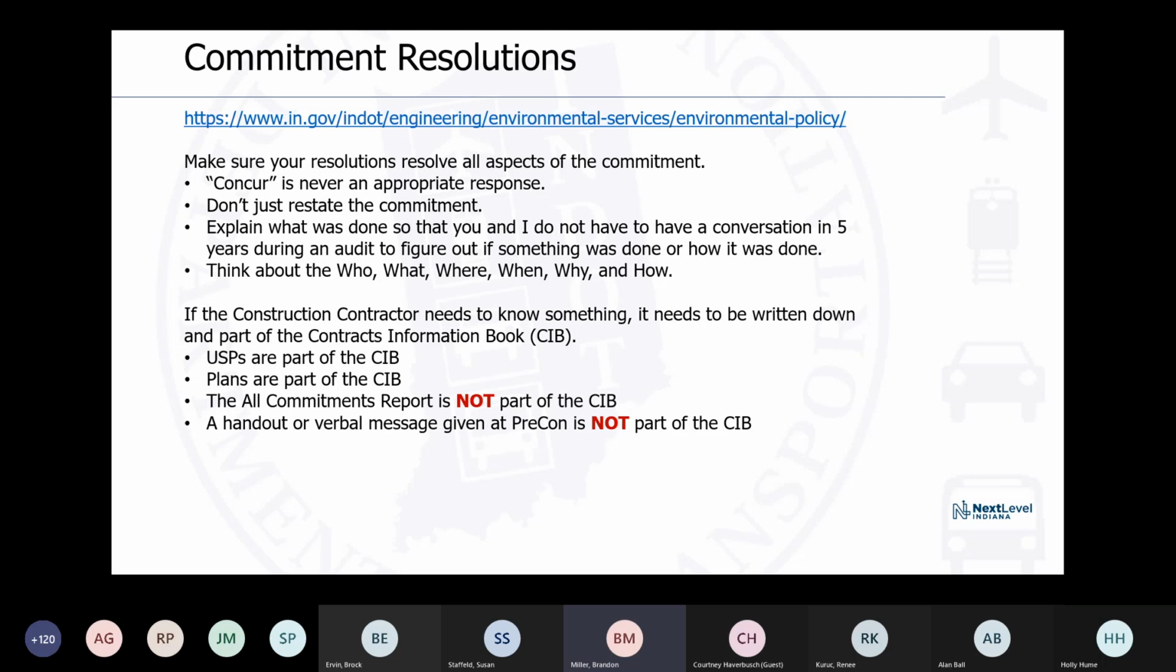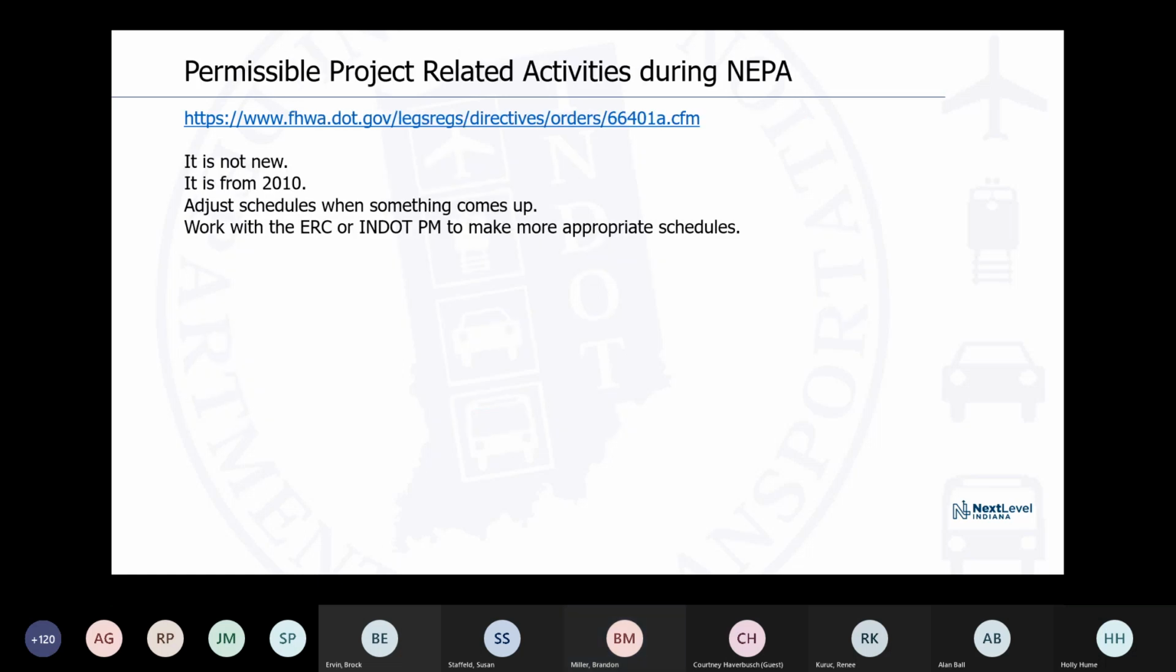And we have 5 minutes left, but I do want to point out one final thing. Permissible project-related activities during NEPA. This is Federal Highway Order 6640.1A. If you type in Federal Highway Order 6640.1A, you will get that link above, whatever your preferred web browser is. It is not a new order. It is from 2010. I don't recall if it supplanted a different order or not. That's irrelevant, but it is something that's been out there for at least 11 years at this point.